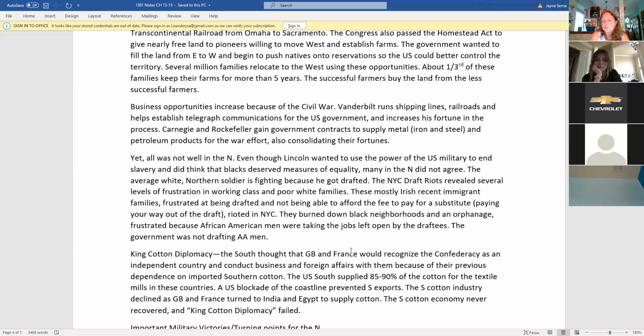But not everything in the North is perfect, even though they are winning the war. Some people are frustrated, especially in large cities like New York, Chicago, Baltimore, Boston, that African Americans were not being drafted. So white people were being drafted and black people were not. So when the white guys got drafted, the black guys often took their jobs. And this seemed to be frustrating to people who lived in those communities. So you would have draft riots.